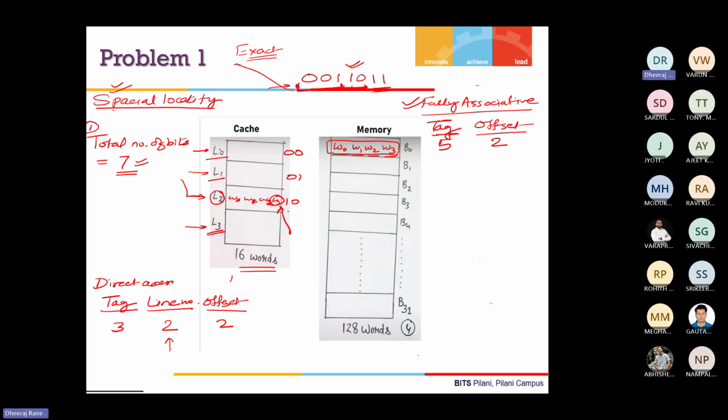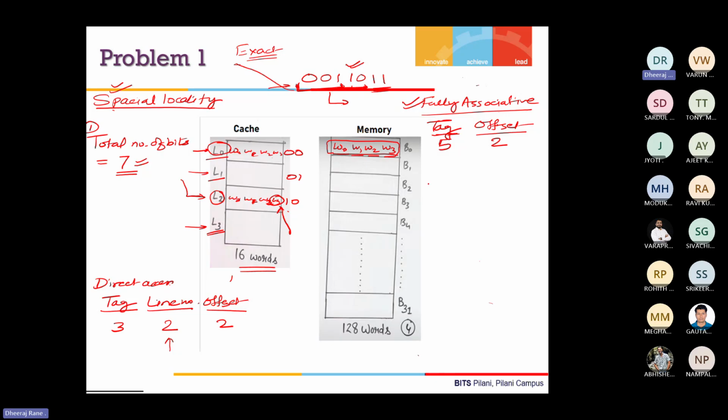Based on the tag associated with the address, and the tag available within the data of the cache memory, the electronics will find out that this specific case is being stored in L0. So whatever the third word corresponding to L0 is, it will be fetched. So this corresponds to fully associative.